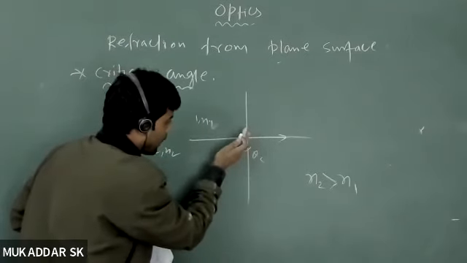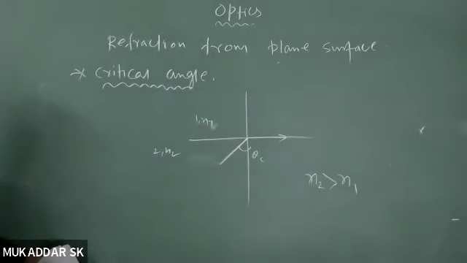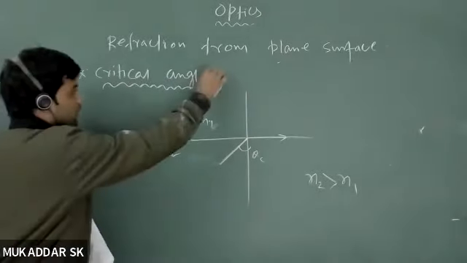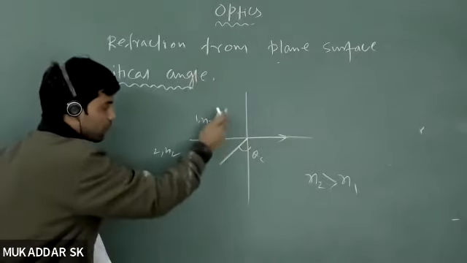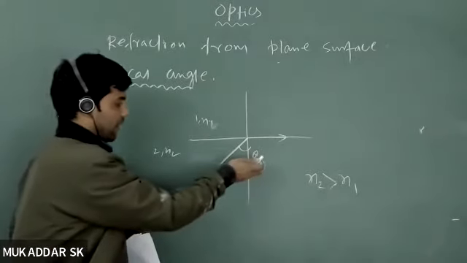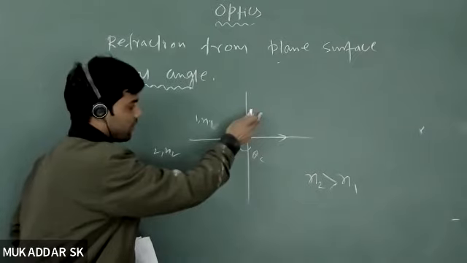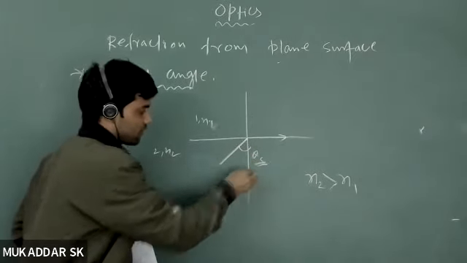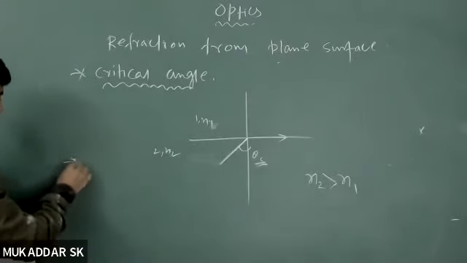At a particular angle of incidence, what will happen? The angle of refraction will become 90 degrees, and this is only possible when the light is passing from a denser medium to a rarer medium. Okay, so this angle of incidence at which the refracted angle becomes 90 degrees is known as the critical angle.